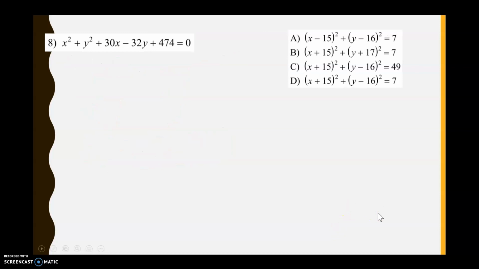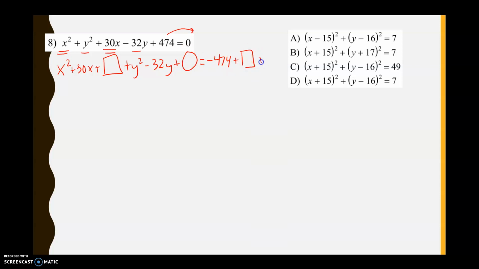Next one is number 8. Same thing, going to combine my x's, going to combine my y's, and move this guy over to the other side. So I have x squared plus 30x plus something plus y squared minus 32y plus something is equal to negative 474 since I moved him over, plus my first something and my second something.